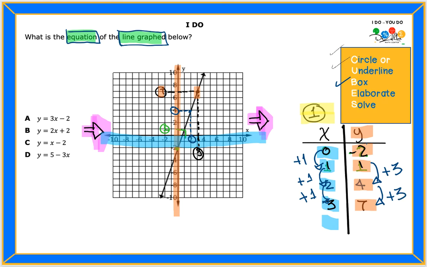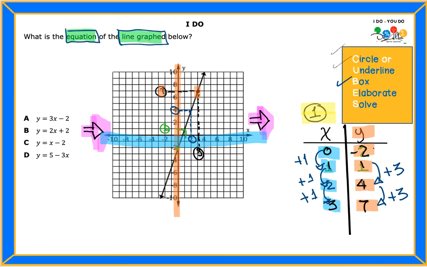Do I have to check the negative side? Yes, I do. So I'm going to do from negative 2 to positive 1. To go from negative 2 to positive 1, I'm going to think about the number line. So picture yourself on negative 2.